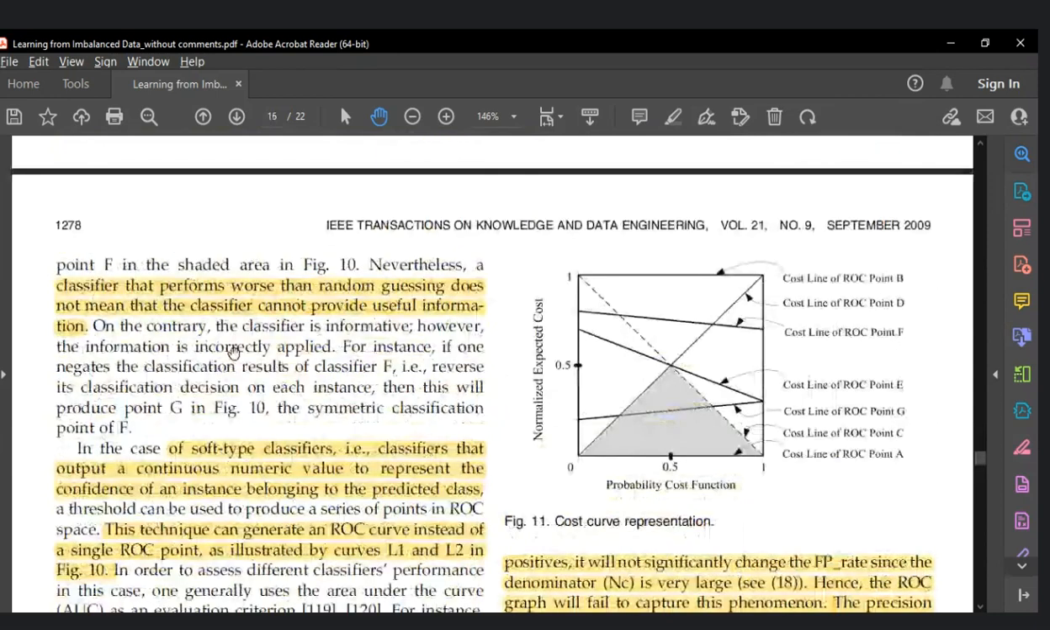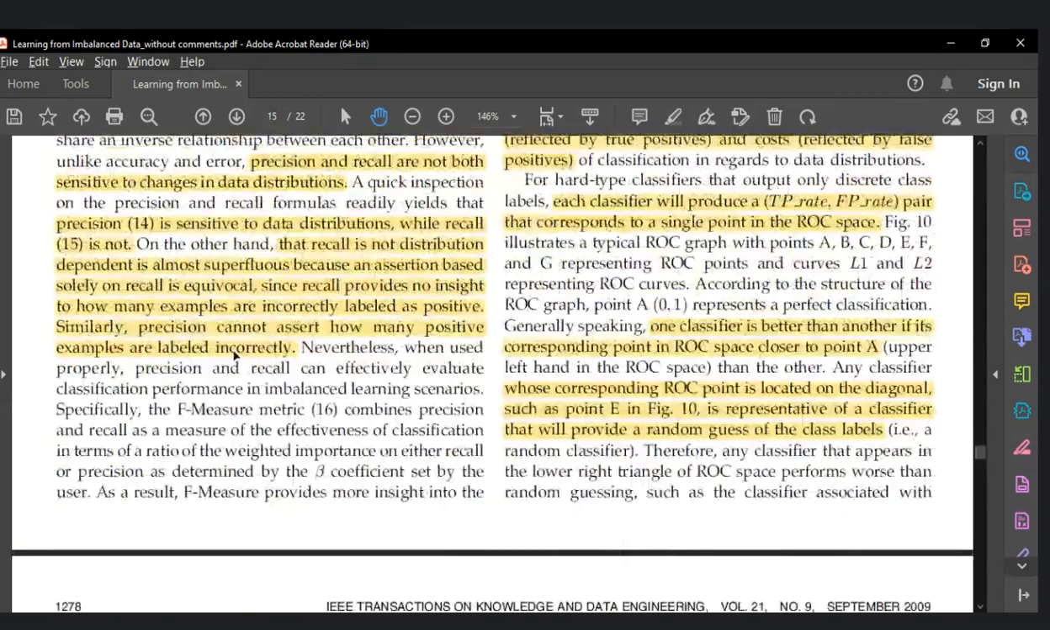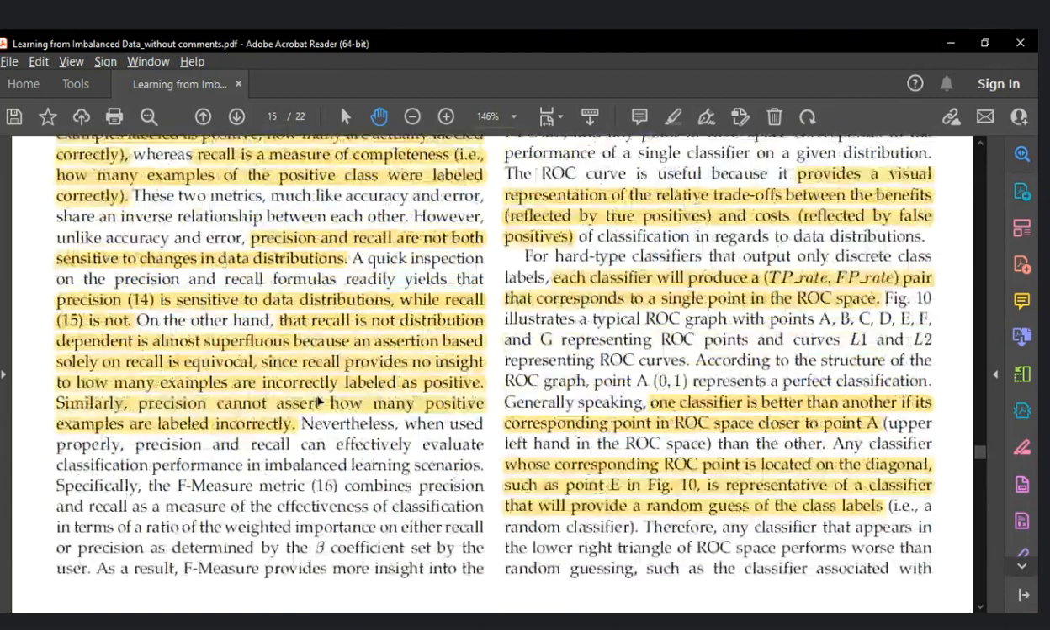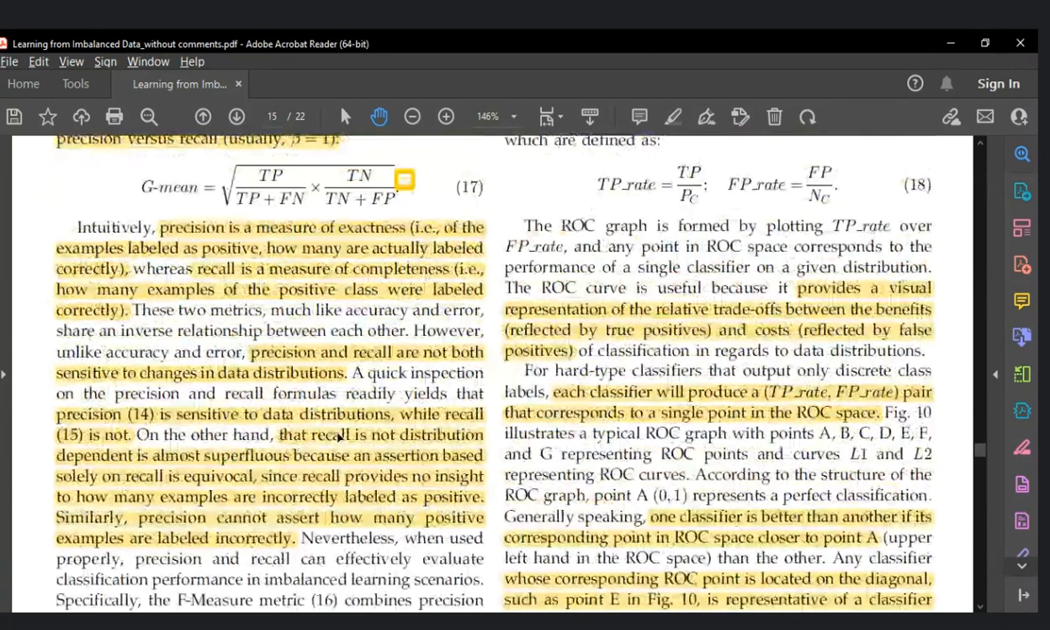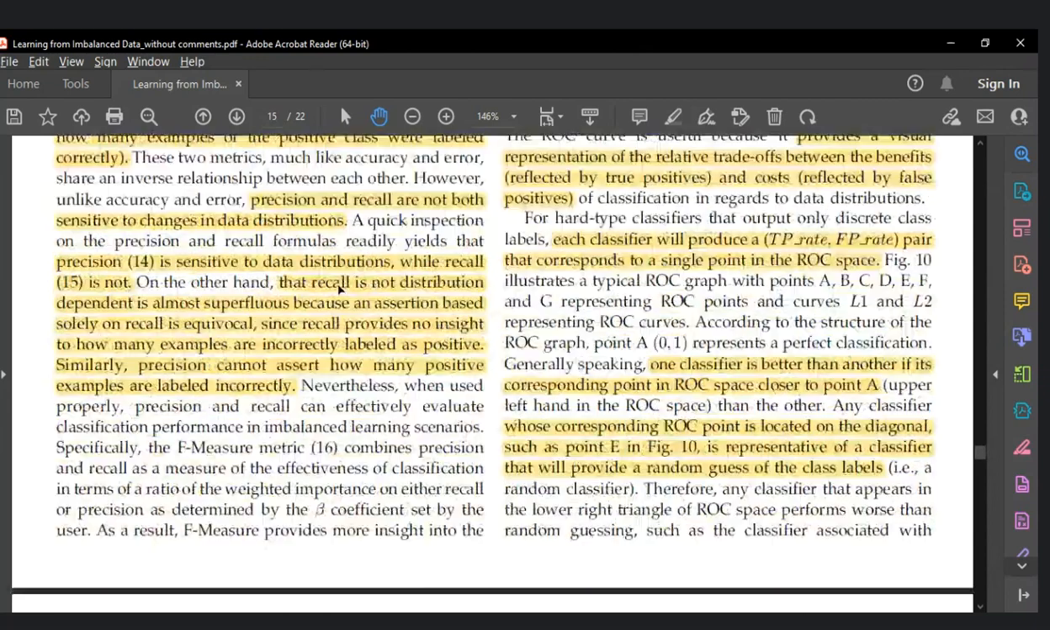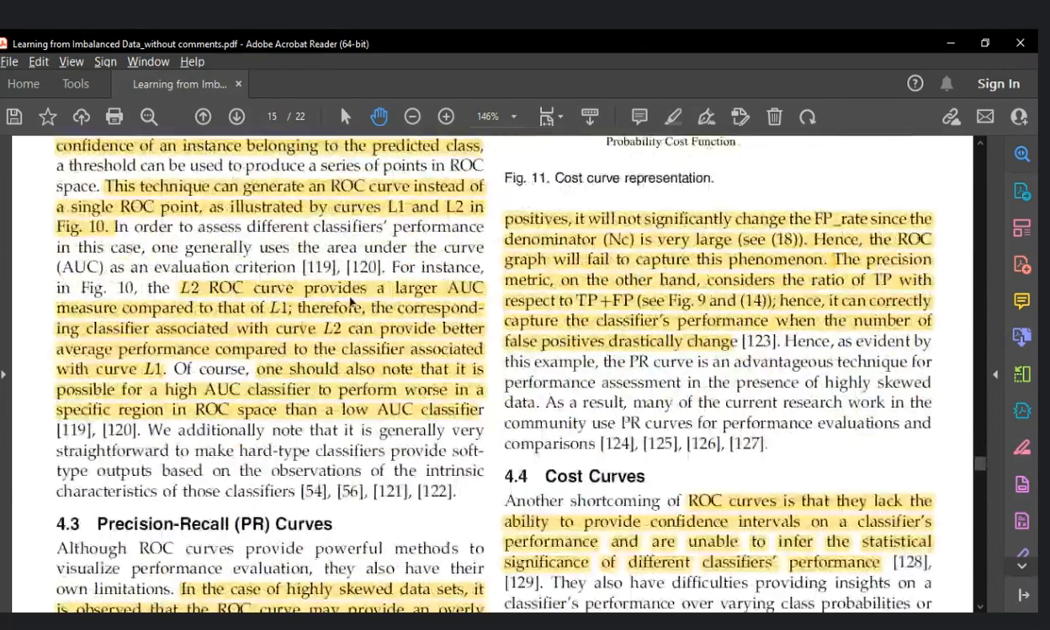So what it's essentially saying, I'm just going fast, is that it's not distribution dependent. So recall provides no insight. Anyway, it's just talking about some problems this may have. But basically it's trying to say that this L2 ROC curve provides a larger AUC measure compared to the L1, therefore the classifier associated with curve L2 can provide better average performance compared to the classifier associated with L1. So essentially, where an unbalanced data set exists, the precision recall curve is the best thing to pick to assess the performance of a classification model.